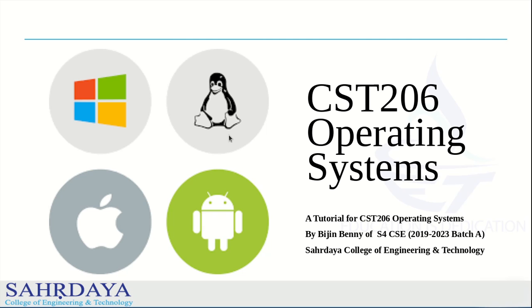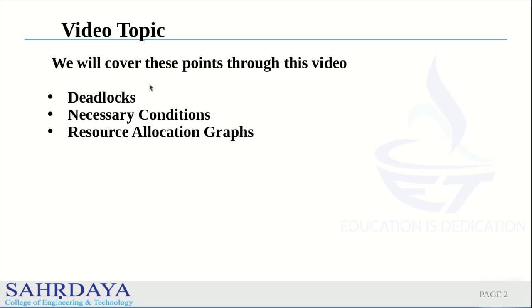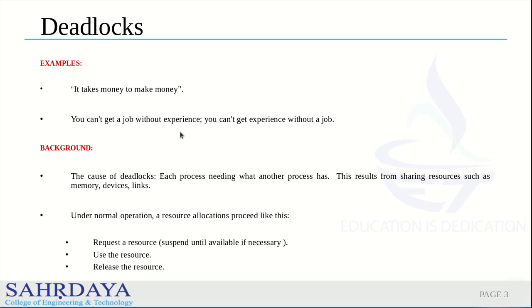Hello guys, good morning. Now we are going to discuss the subject called CST206 Operating System. We will cover these points through this video. First one is deadlocks, second one is necessary conditions, third is resource allocation graphs. We will see an example.